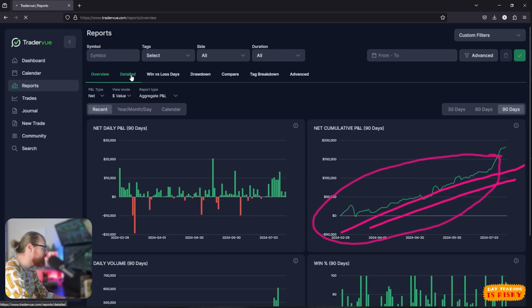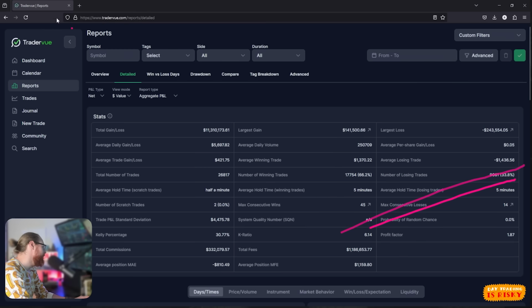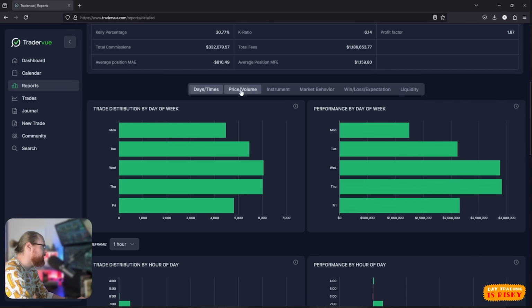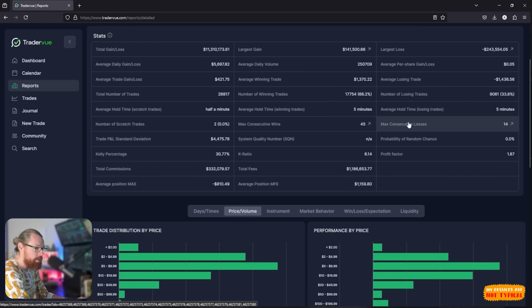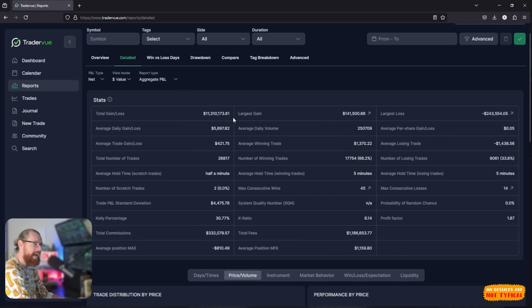Then you go into your detailed analytics. I use this software here, TraderView. It's like $49 a month, which is pretty cheap. You can analyze all of your data here, and it's going to tell you everything you want to know: your accuracy, your profit-loss ratio, the time of day you make the most money, the price of stock you make the most money on. Anything and everything you want to know about your strategy, this is going to tell you.